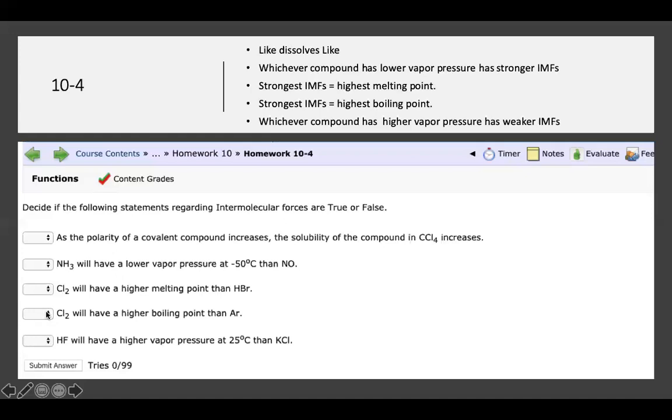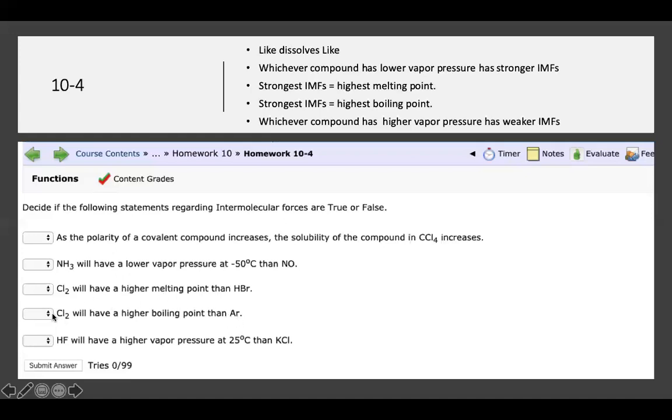For our 4th statement, it says that Cl2 will have a higher boiling point than argon. So now we just need to again consider our intermolecular forces. The strongest intermolecular force is going to have the highest boiling point. Diatomic chlorine gas is a nonpolar compound that only contains London dispersion force. Argon is a monatomic gas that also is nonpolar, meaning it only exhibits London dispersion force. Because each of these only exhibit London dispersion force, we're going to have to compare the molar masses of each of the species.